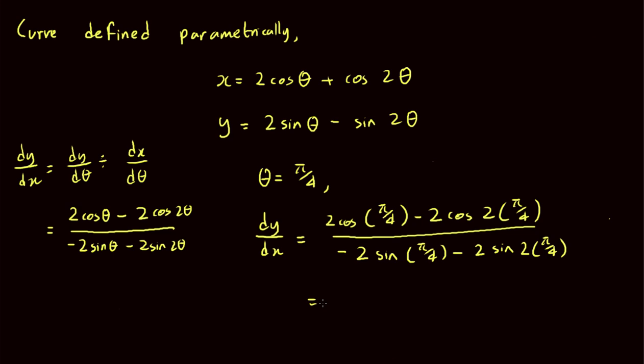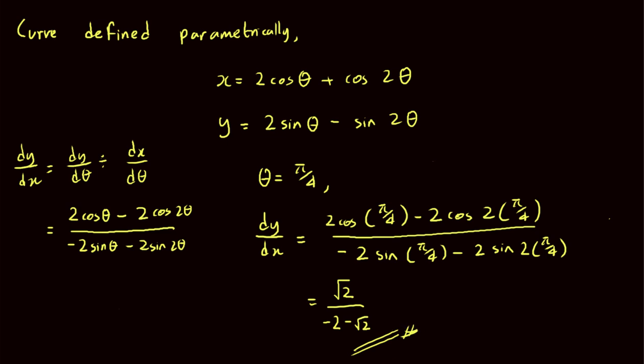So 2 cosine pi over 4 minus 2 cosine 2 times pi over 4 gives square root 2, over negative 2 sine pi over 4 minus 2 sine 2 times pi over 4, which becomes negative 2 minus root 2. So this is your exact answer, and that's how we solve this problem. It's pretty straightforward. It was parametric differentiation.